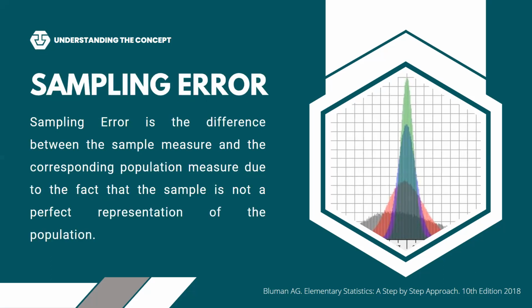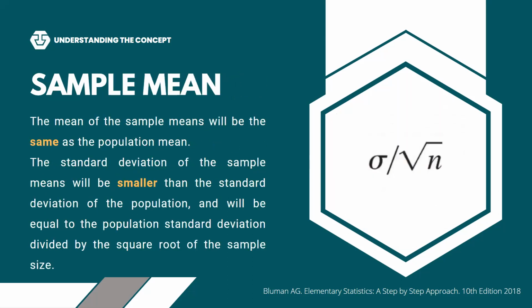Sampling error is the difference between the sample measure and corresponding population measure due to the fact that the sample is not a perfect representation of the population. The mean of the sample means will be the same as the population mean, whereas the standard deviation of the sample means will be smaller than the standard deviation of the population and will be equal to the population standard deviation divided by the square root of the sample size.